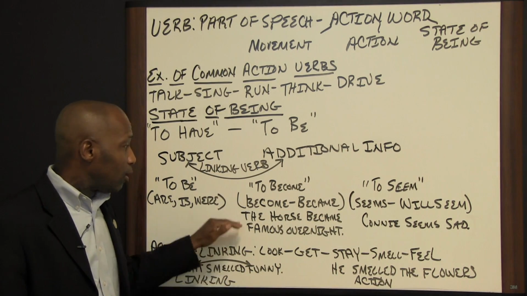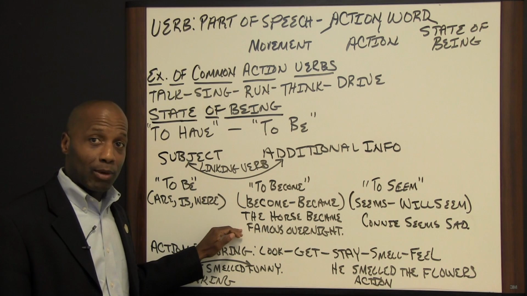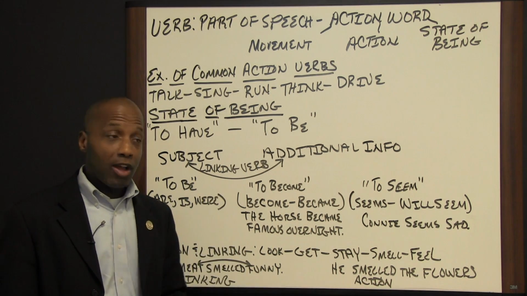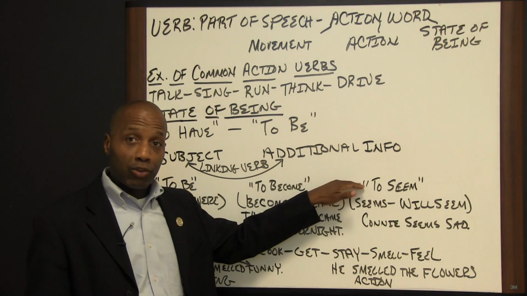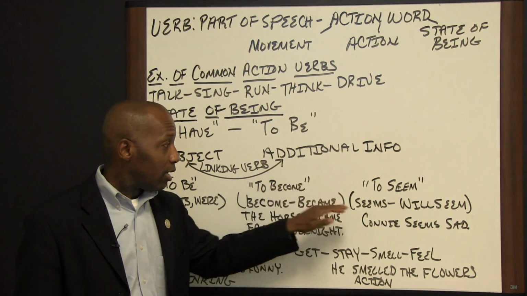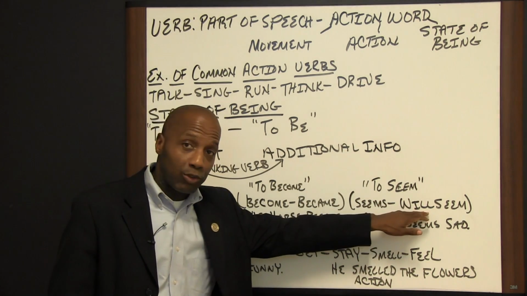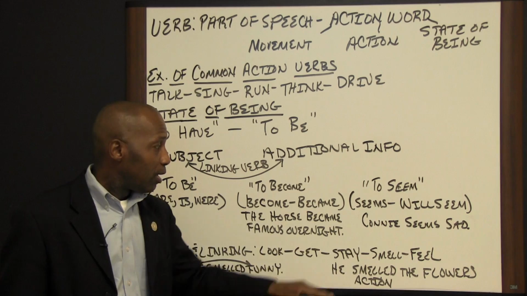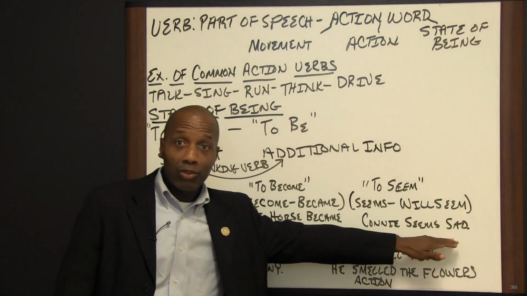For example, the horse became famous overnight. Another common linking verb is to seem, with forms such as seems and will seem. For example, Connie seems sad.